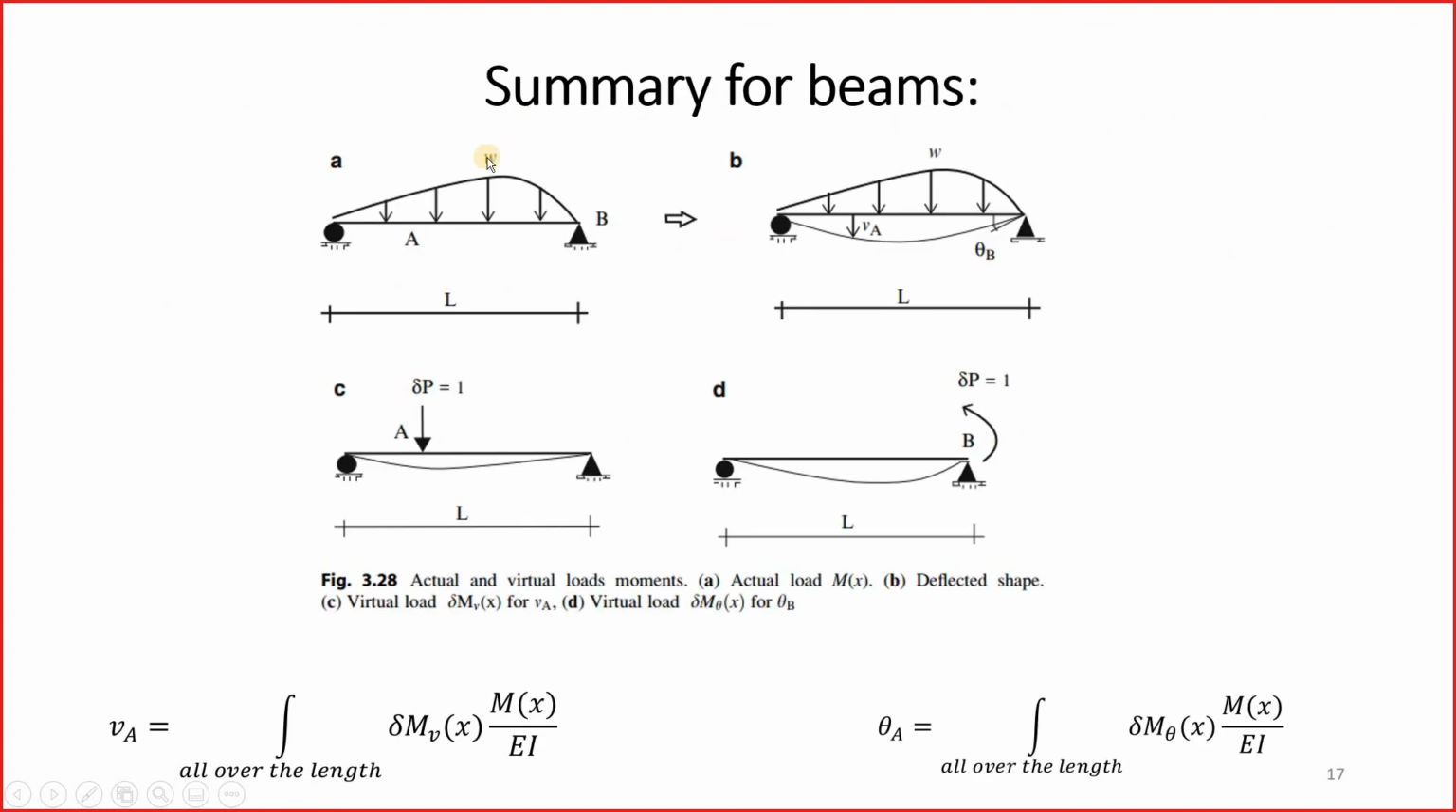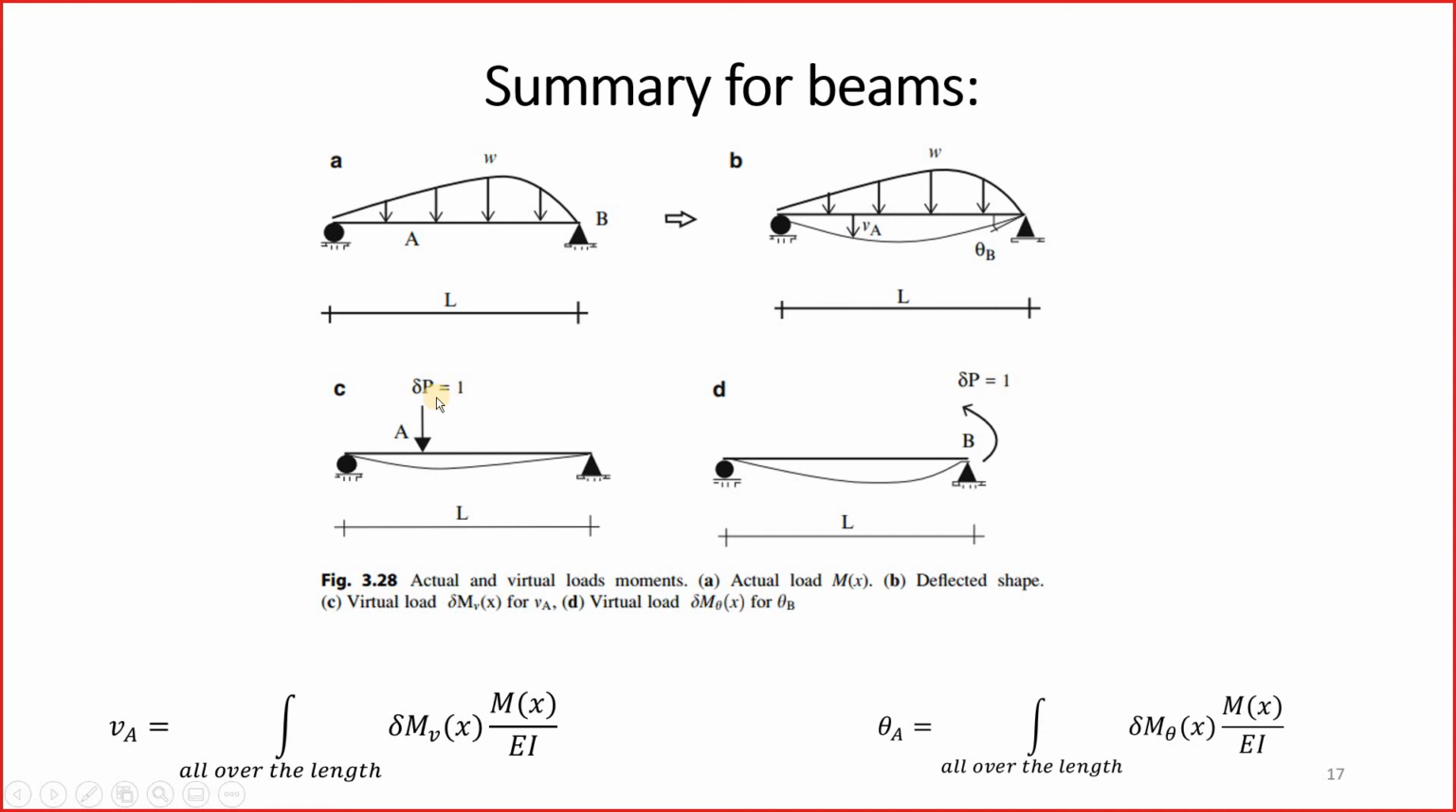Now here is the summary. If this is a given beam and this is the given loading, and you are required, for example, to determine the vertical displacement at point A and also the rotation at point B, this is just to tell you what those parameters mean. VA is this vertical displacement, and theta B is the angle of the tangent to the elastic curve at point B.